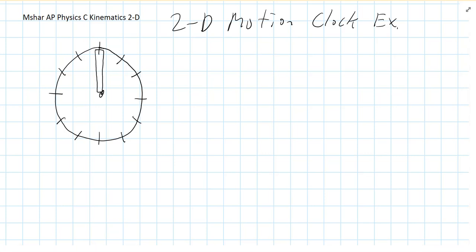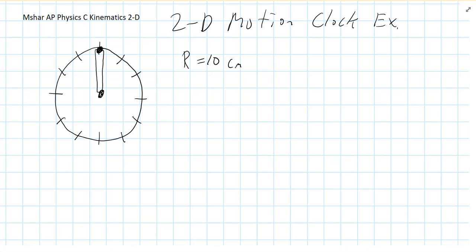And I'm going to give you some data. Let's say the radius of the minute hand, from the pivot to the outer edge, is 10 centimeters. And we are going to focus our attention on just the tip of the minute hand. Here's what I would like to calculate about the tip of the minute hand. I want to calculate its average velocity as it travels from the noon to the 3 o'clock position.